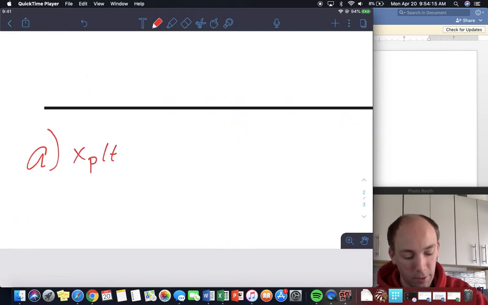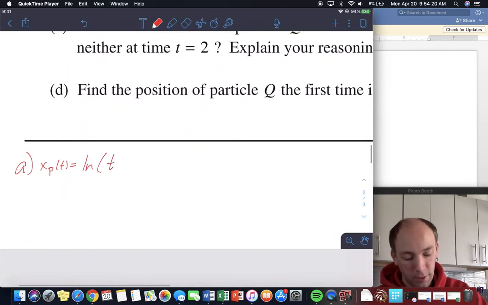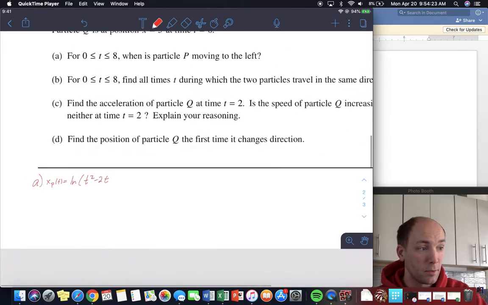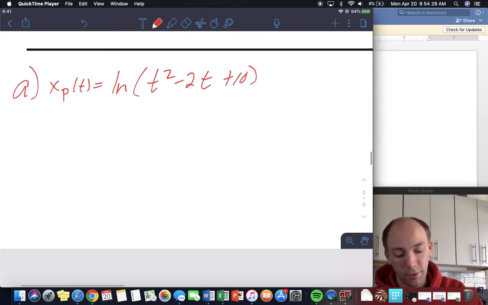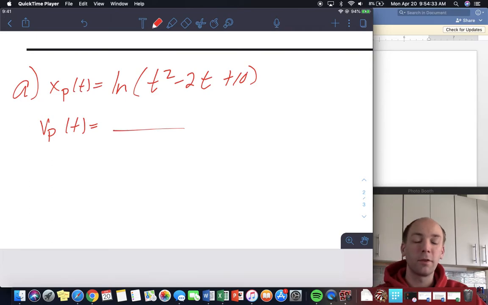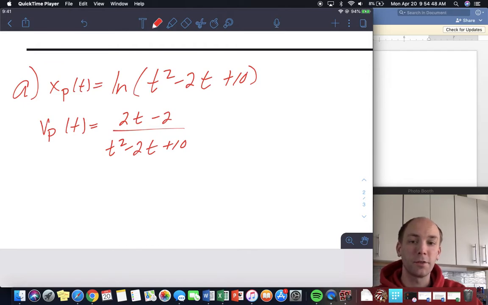So x of p of t is the natural log of t squared minus 2t plus 10. And now for the derivative, so the velocity of p. The derivative for a natural log, it will go to the bottom, and then its derivative will go on top. So the derivative of t squared is 2t, the derivative of negative 2t is just minus 2, and the derivative of 10 is 0.